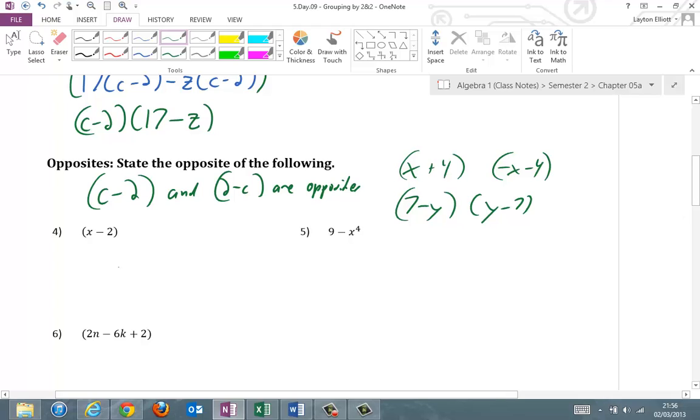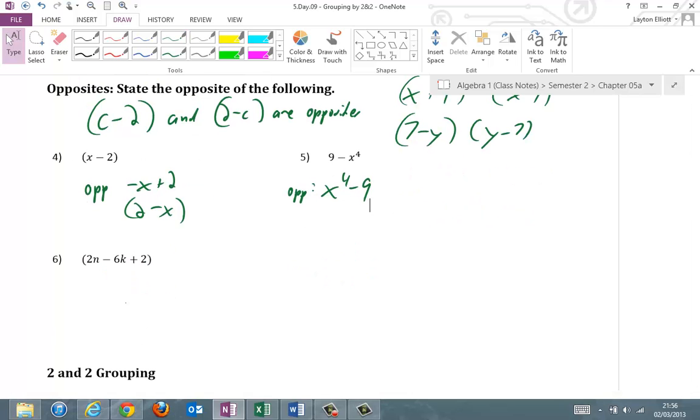So if I look at number 4 and I want to state the opposite of x minus 2, think about it this way. I could make it negative x plus 2, but the better way to write that is just 2 minus x. Number 5, the opposite of 9 minus x to the 4th is x to the 4th minus 9. Both the x to the 4th and the 9 got opposite signs. And in number 6, because there are 3 terms, I'm just going to distribute a negative. So I get negative 2n plus 6k minus 2. And that's the opposite of that one.